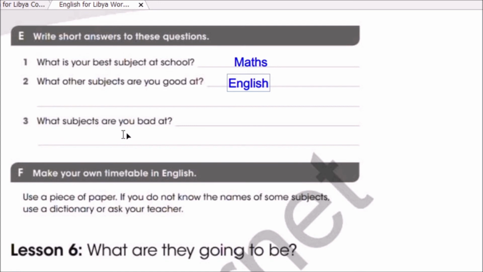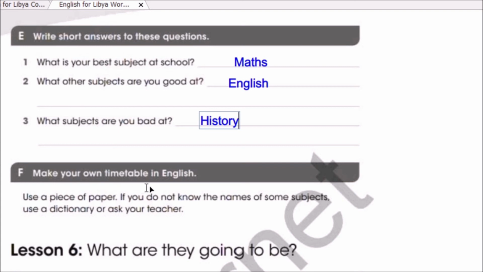Number 3, what subjects are you bad at? Well, I'm bad at memorizing, so I will say that I'm bad at history. Yes, that's an example, okay? I don't know how to memorize things. I have to understand things so I can answer them. So I'm bad at history because you have to memorize a lot of dates, a lot of events that happened. Very good. Now let's move on to the next question.